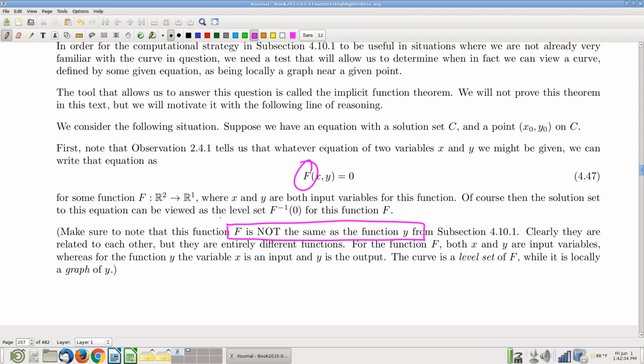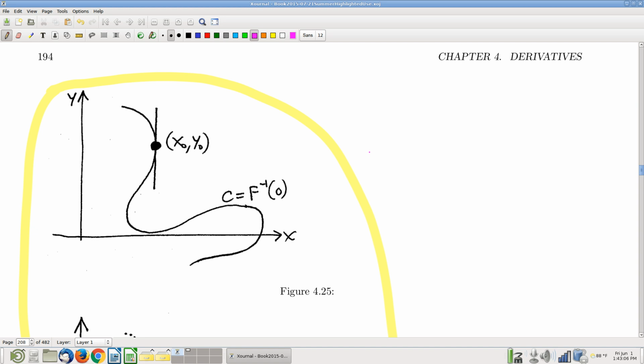Here's another way to say it. F and y are different in that the curve is a level set of f, right? But at least locally, it's the graph of y. So remember, the level set construction and the graph construction are different constructions. Both of these functions, f and y, do relate to the same curve, but they relate to that curve in these very different ways by way of these different constructions.